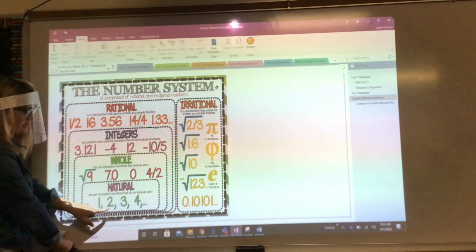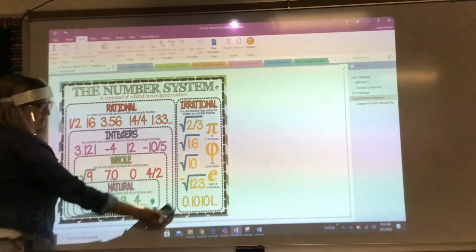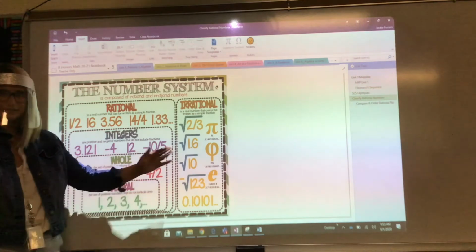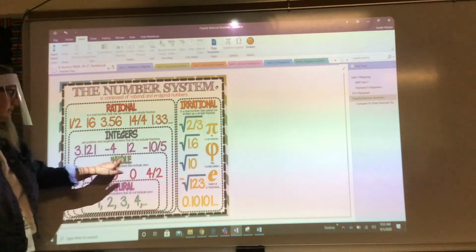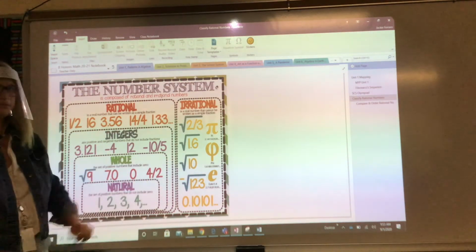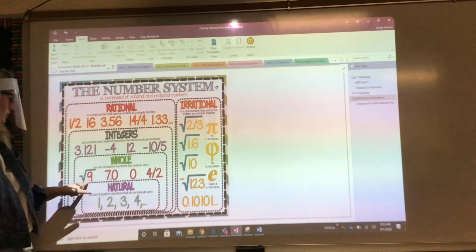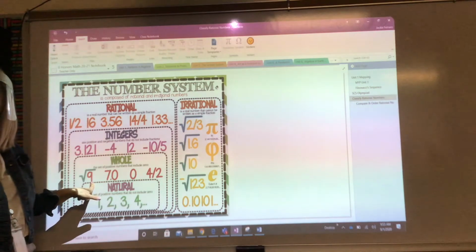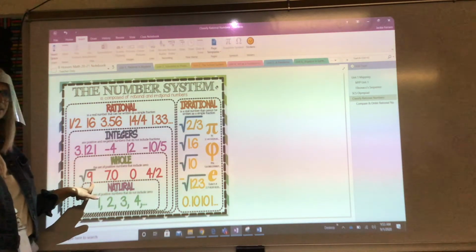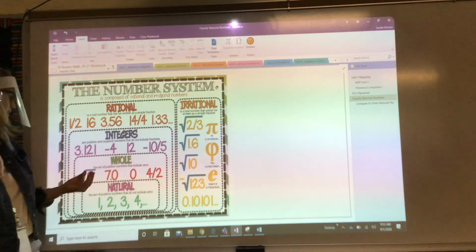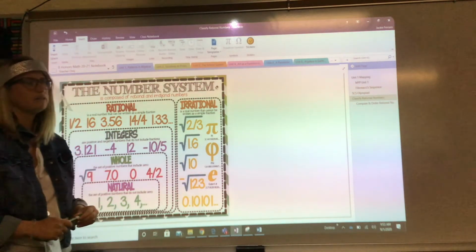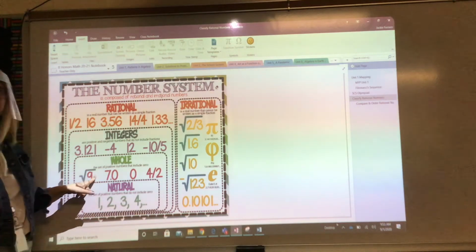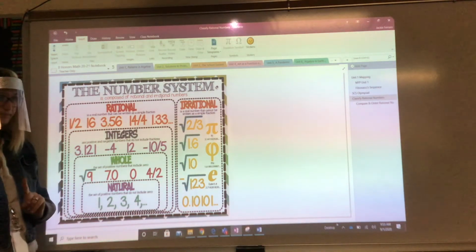The natural numbers are 1, 2, 3, 4, 5, 6, 7. Those are your natural numbers. Then these are considered whole numbers. Why is square root 9 a whole number? Tessa, how is square root 9 considered whole? Because if you take the square root, it's 3. Yes, the square root of 9 is 3, and 3 is a whole number.